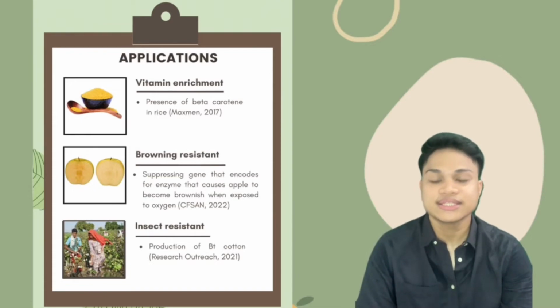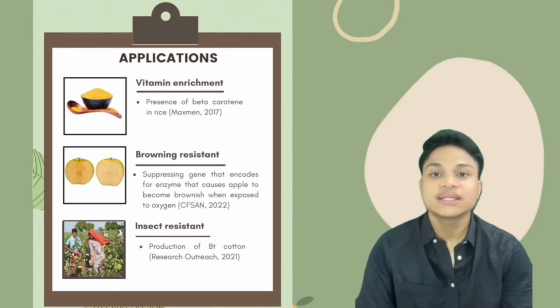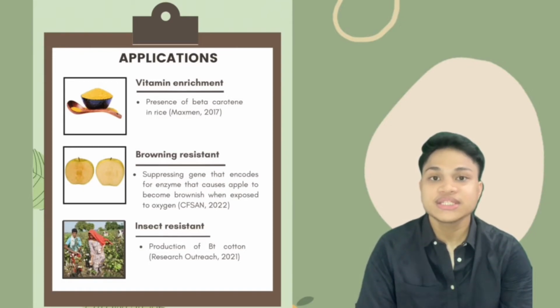Lastly, resistance to insects. In India, cotton crop was introduced to Bt cotton. Bt cotton is a cotton that is genetically modified using a gene from Bacillus thuringiensis to produce insecticide. So it can be resistant to bollworm and make it a reliable source for the cotton industry and cotton seed oil.